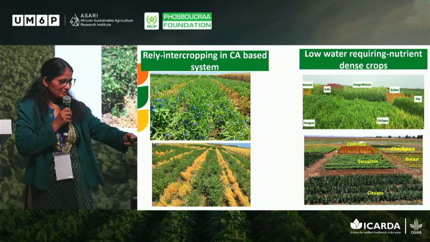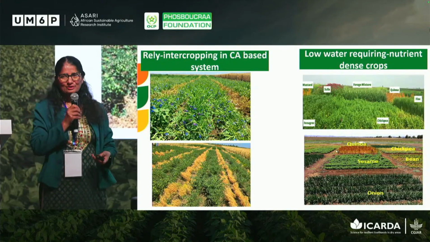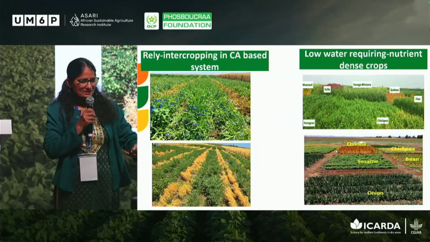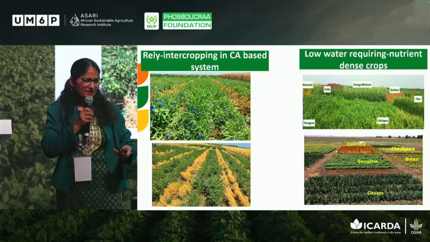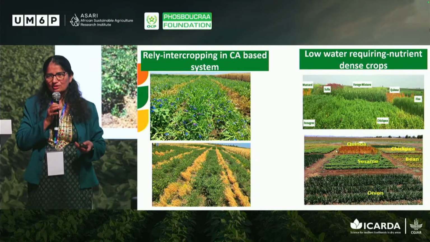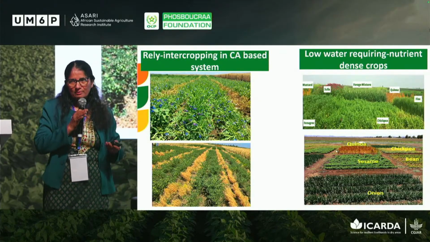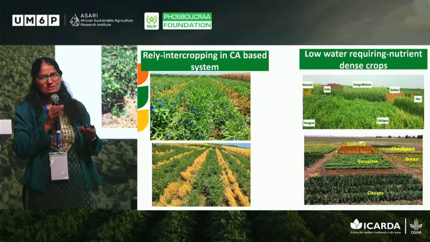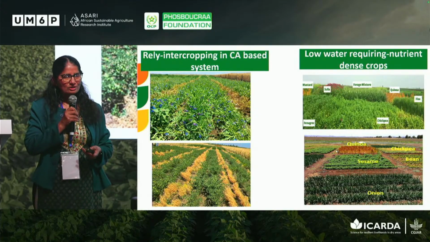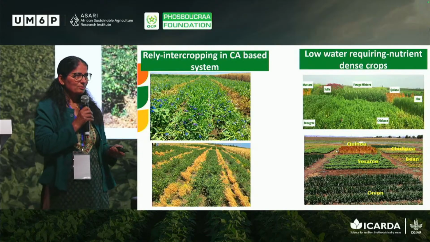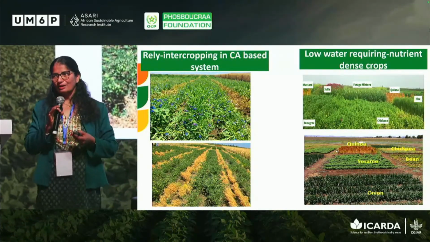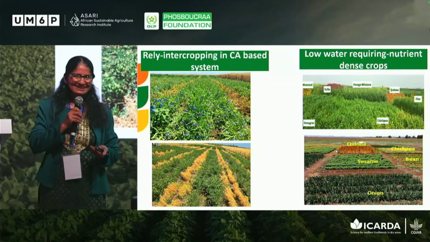These are actual pictures from the trials we have conducted. Besides this, we have been working to diversify with low-water-requiring, nutrient-dense crops, 16 or 17 different crops, to see how each performs, how it fits the system, and which one is better. This is what we have been evaluating. If someone is interested, I'm happy to provide all these details, and if some students are interested in working on it, we are also happy to host them.